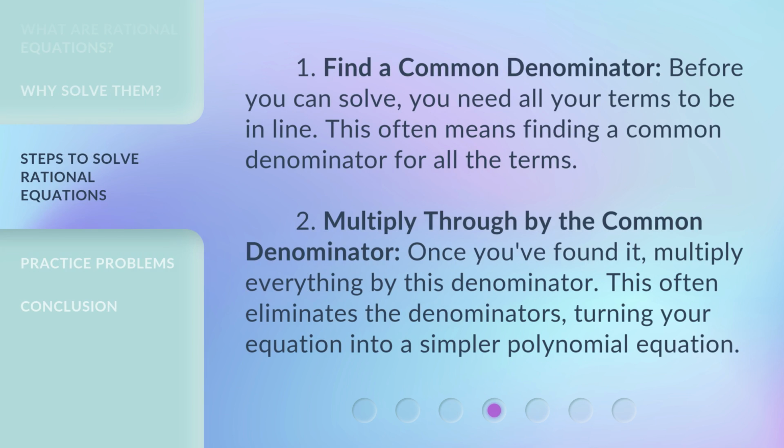1. Find a common denominator. Before you can solve, you need all your terms to be in line. This often means finding a common denominator for all the terms. 2. Multiply through by the common denominator. Once you've found it, multiply everything by this denominator. This often eliminates the denominators, turning your equation into a simpler polynomial equation.